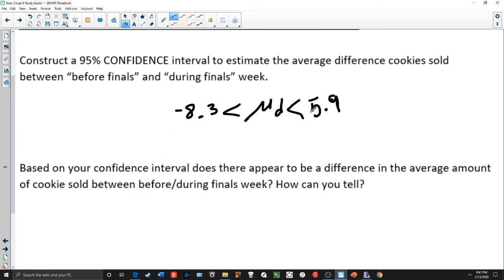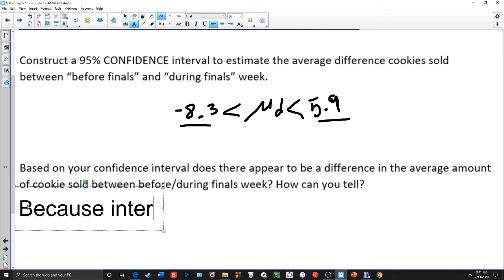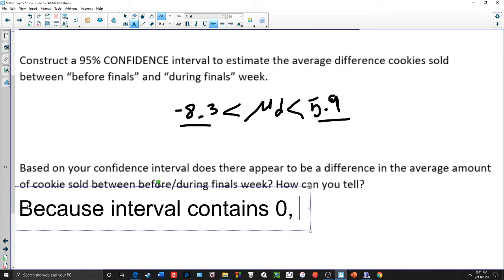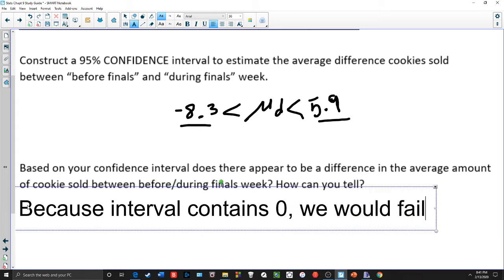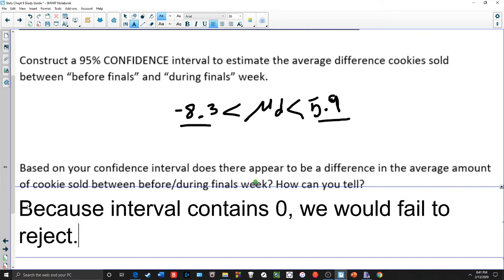If your interval contains the number 0, so if your numbers from the lower to the upper bound go over 0, then you can assume that you're going to fail to reject. So here we can say based on the confidence interval, because the interval contains 0, we would fail to reject H0.